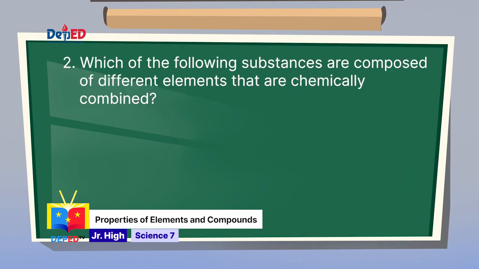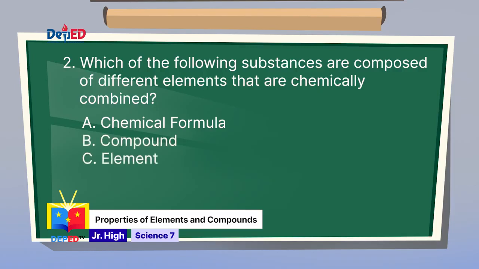Number 2. Which of the following substances are composed of different elements that are chemically combined? A. Chemical formula. B. Compound. C. Element. D. Mixture.